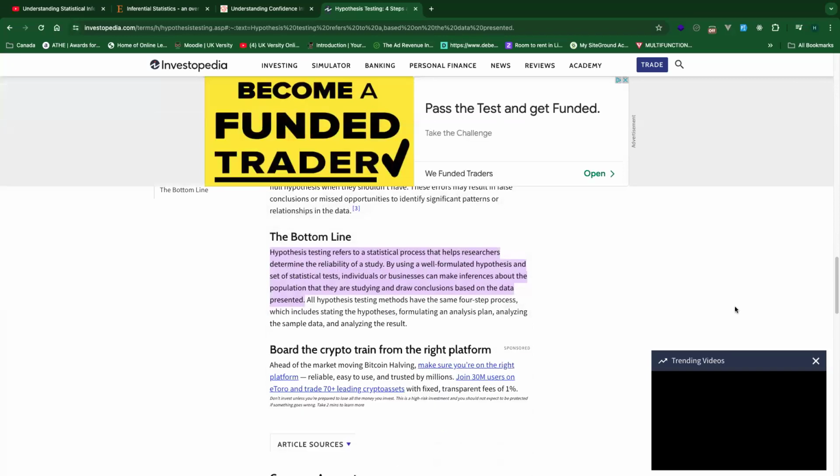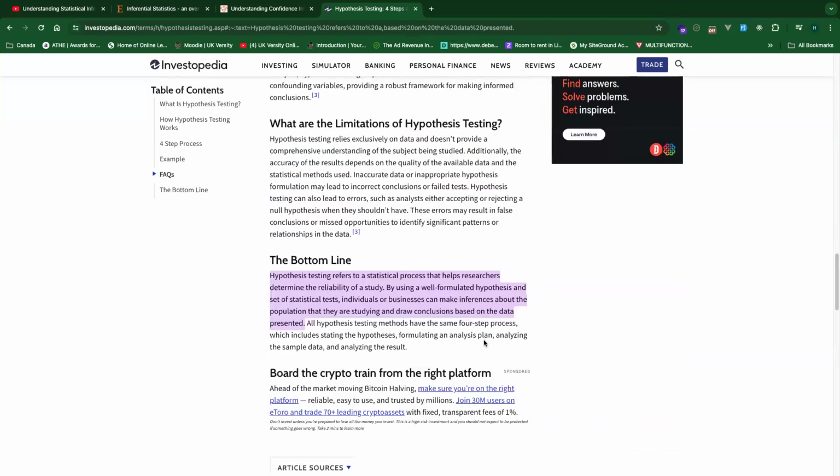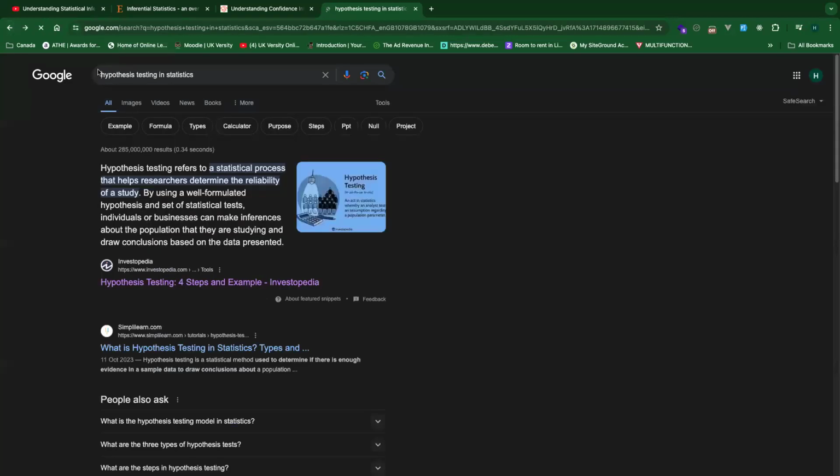So this is a clear definition of what hypothesis testing is. This website says hypothesis testing refers to a statistical process that helps researchers determine the reliability of a study. By using a well-formulated hypothesis and a set of statistical tests, individuals or businesses can make inferences about the population that they are studying and draw conclusions based on the data presented.